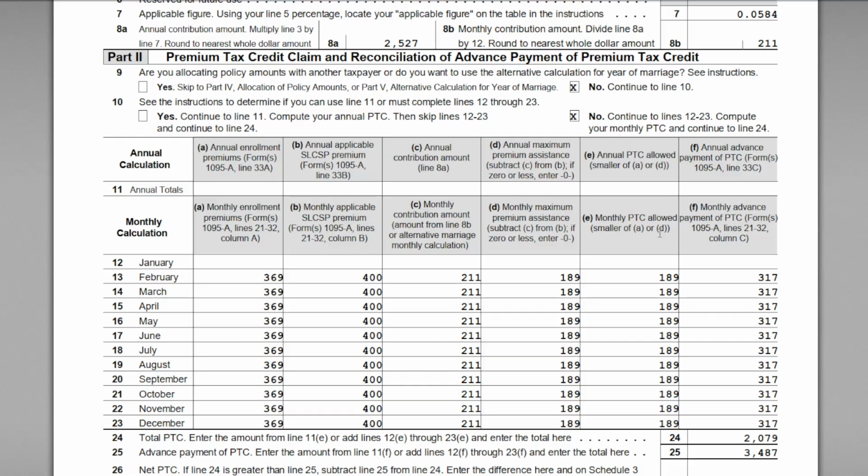The monthly PTC allowed, so the amount of the premium tax credit that is allowed based on these income numbers, is going to be the smaller of the amount in column A or D. So we have the monthly enrollment premium of $369, the monthly maximum of $189. So we enter the smaller amount, which is the $189. All right, so that's the table completed in part 2.